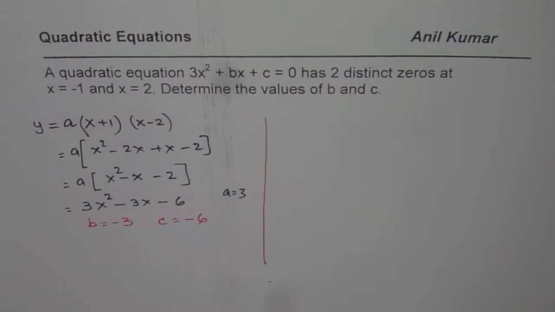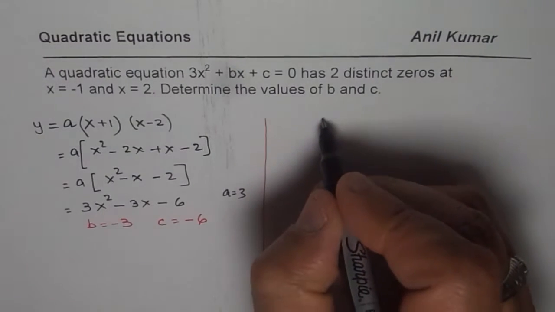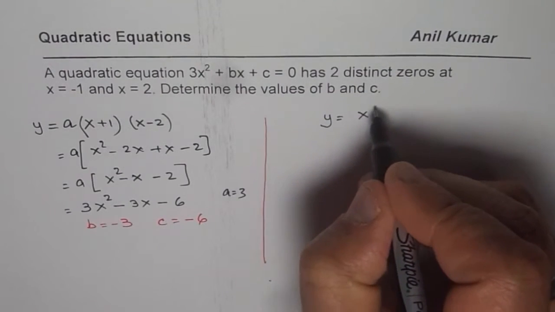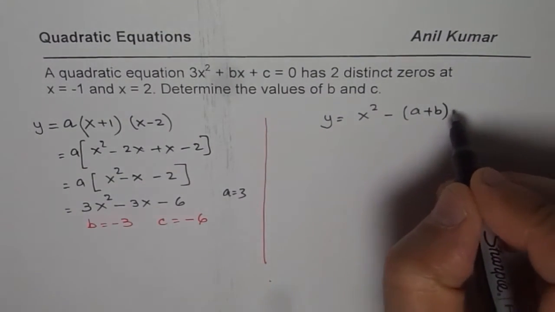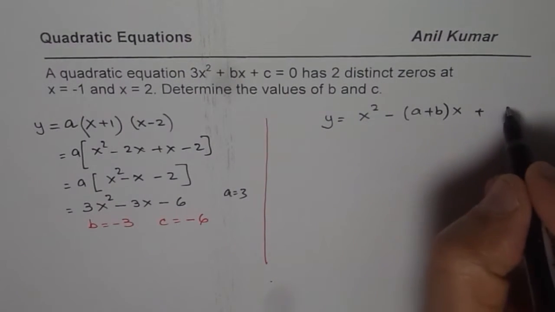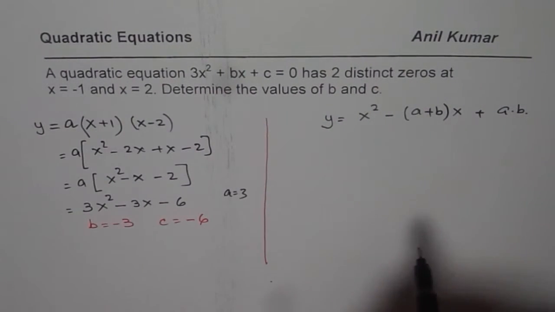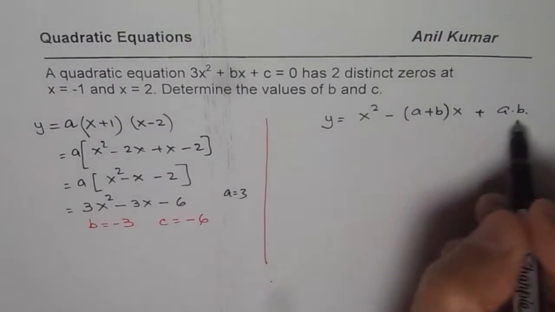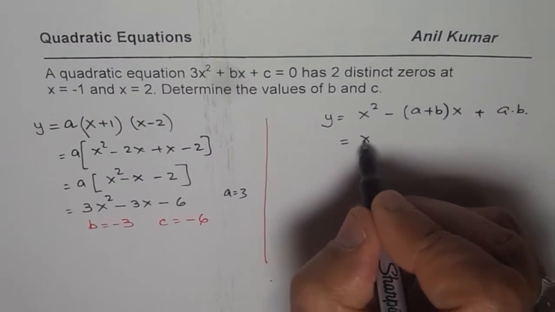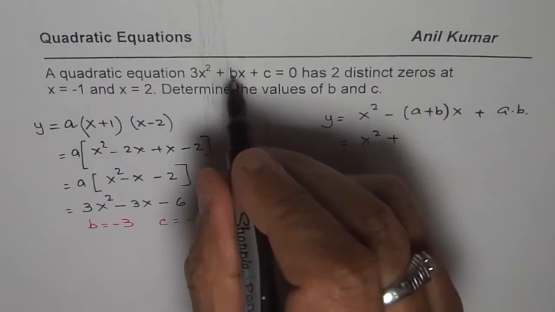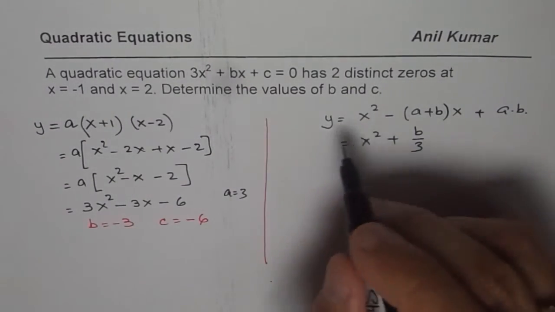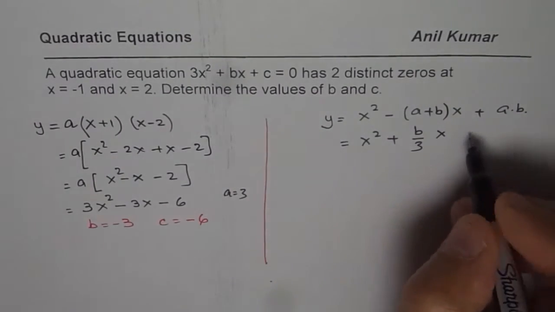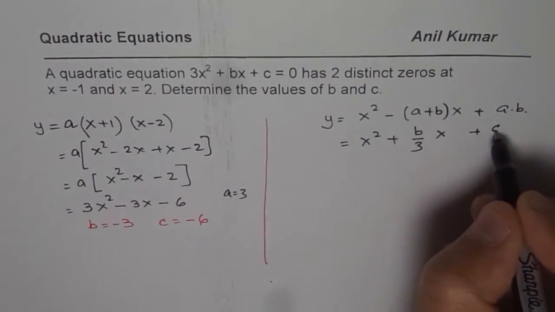Now here is an alternate way of doing it. Normally, you can also write a quadratic equation as x squared minus the sum of roots (alpha plus beta) x plus the product of roots alpha times beta, right? So if you take this equation and write it in this form, you could write this as x squared plus b over 3 x, since there is a 3 here. So you have to divide everything by 3, correct? And then you get plus c over 3.